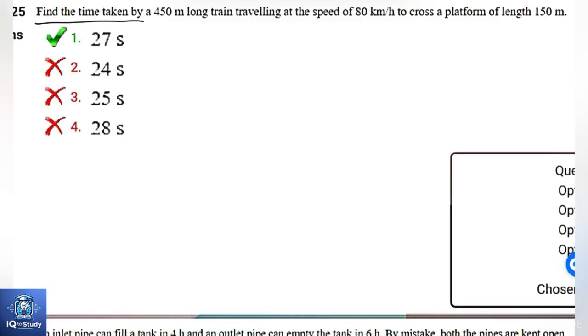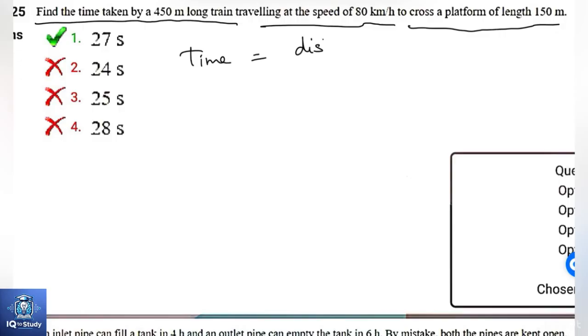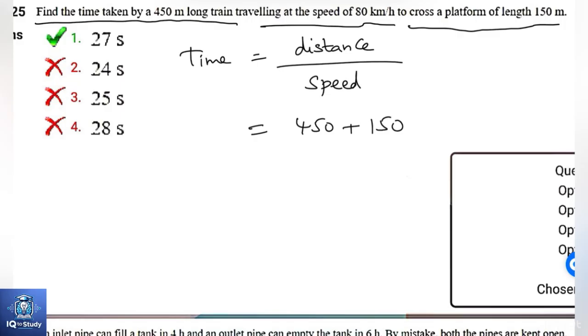Find the time taken by a 450 meters long train traveling at a speed of 80 kilometers per hour to cross a platform of length 150 meters. We know that time is equal to distance by speed. Here distance is 450 plus 150, which is train length plus platform length, divided by speed, which is given as 80 kilometers per hour.